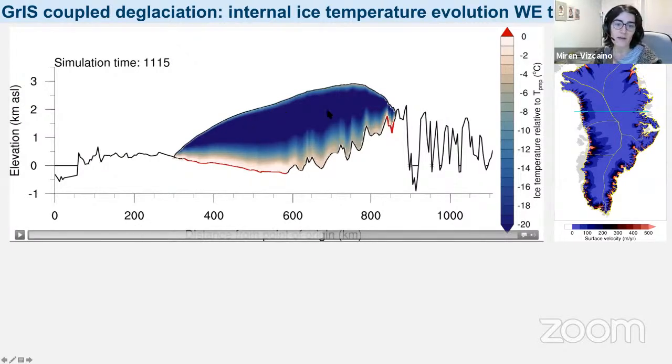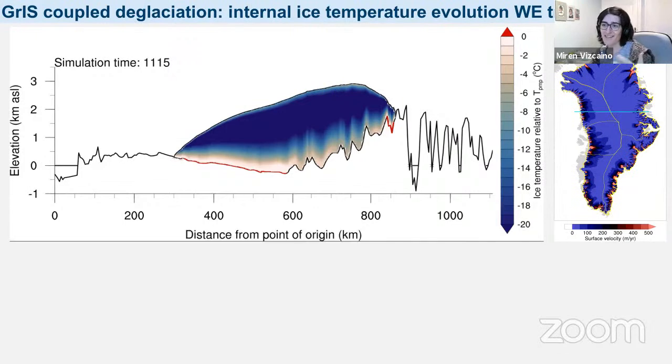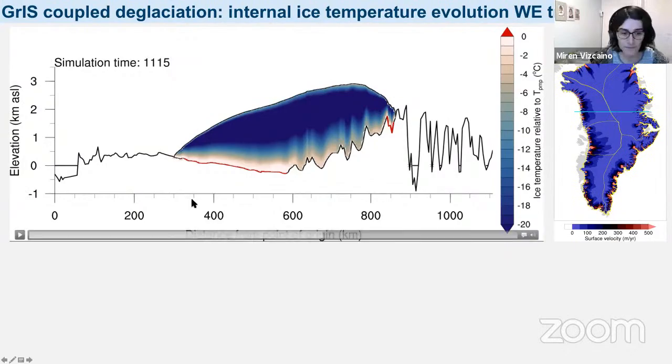And a funny effect that you can see for the internal temperatures is that the upper layers become colder with global warming. This is because we have reduced refreezing as the ablation areas are expanding, so we don't count the heat that is released from refreezing. Okay.